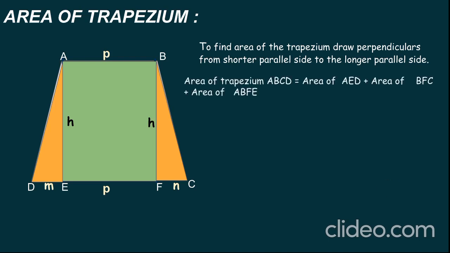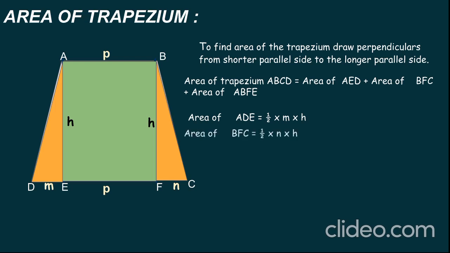Area of trapezium ABCD is equal to area of triangle AED plus area of triangle BFC plus area of the rectangle ABFE. Now area of triangle ADE is equal to half into DE into AE. We know that area of the triangle is equal to half into base into height. So here DE is the base and AE is the height. So DE is replaced with M and AE is replaced with H. So area of triangle ADE is equal to half into M into H.